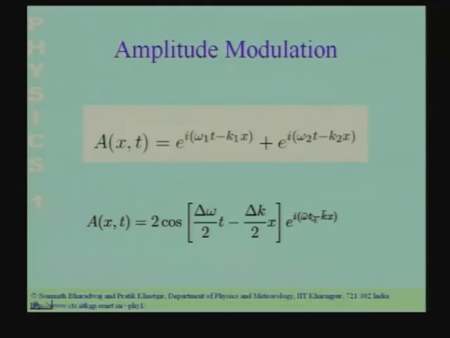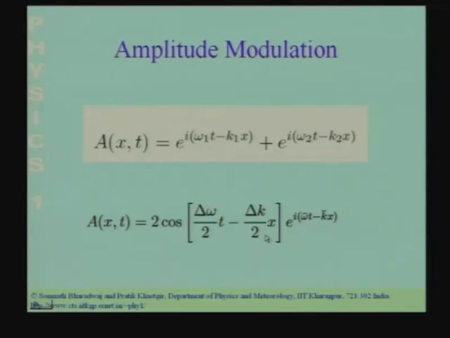This is a fast varying function of space and time. It varies faster in space as well, because k bar, the average wave number, is much larger than the difference in the wave numbers. So we are assuming that delta omega and delta k are small compared to omega bar and k bar respectively. So this function varies rapidly in space and rapidly in time. The amplitude of this wave varies slowly in space and slowly in time.